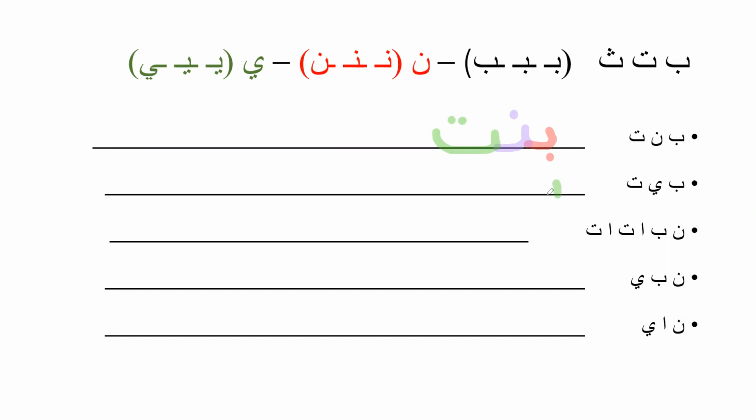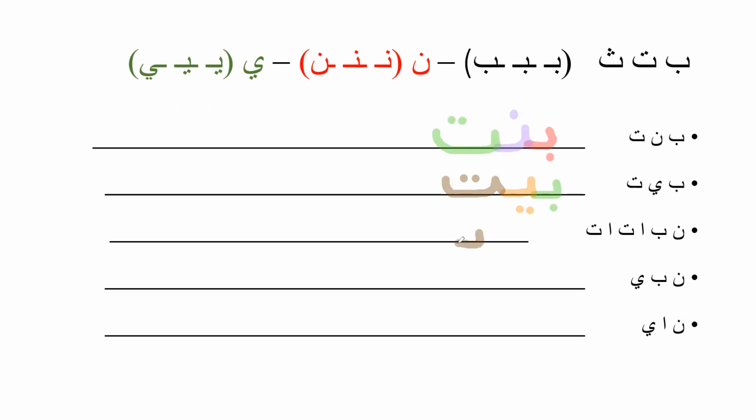And then we have ba, ya, ta. Here is my ba. And then ya. So just as simple as that. And then ta. As you can see, bait means a house or home. Bait.